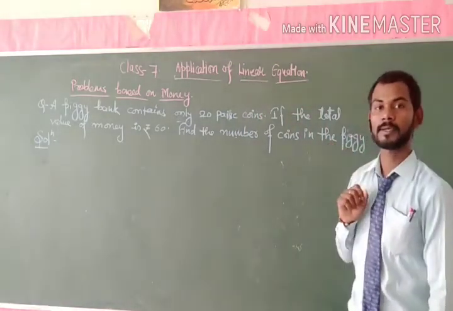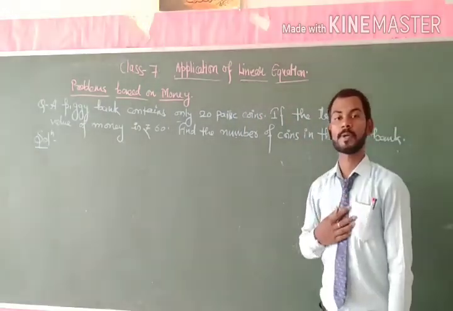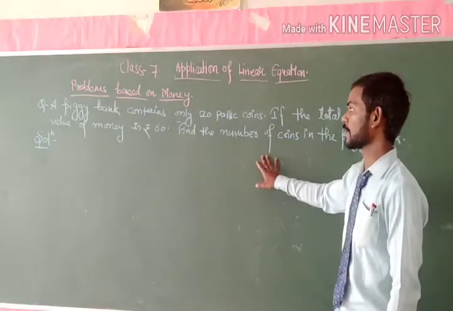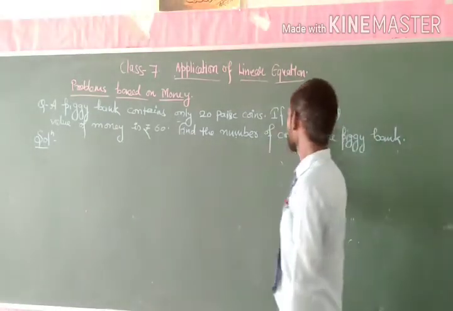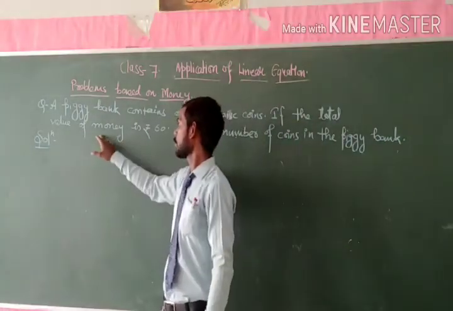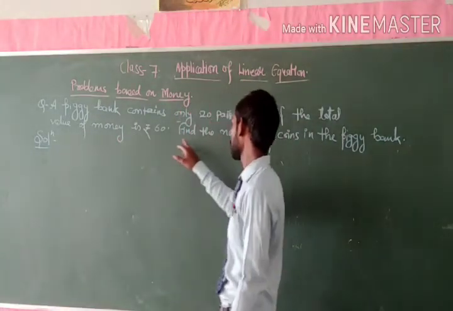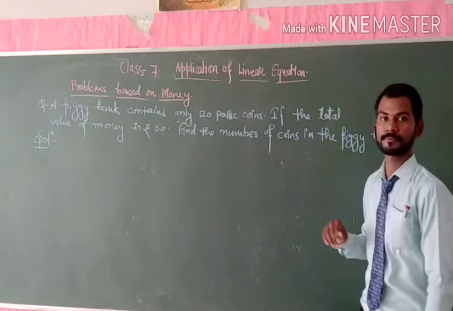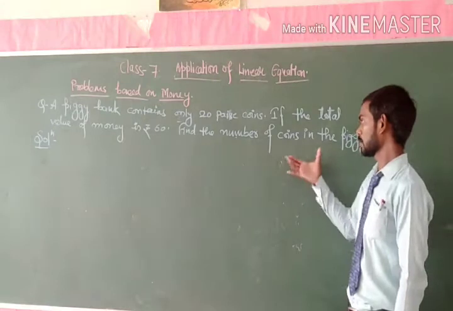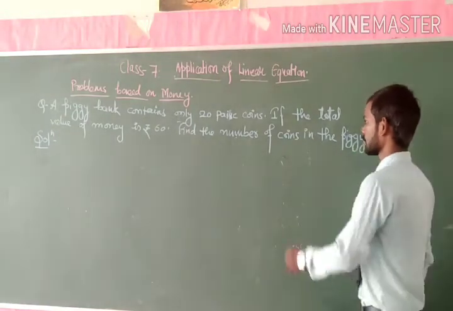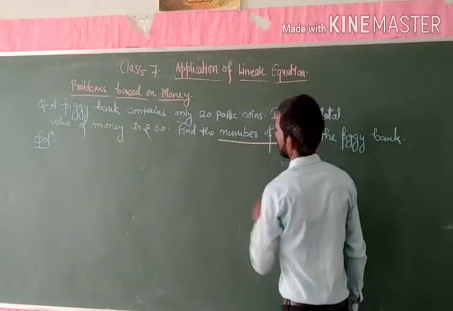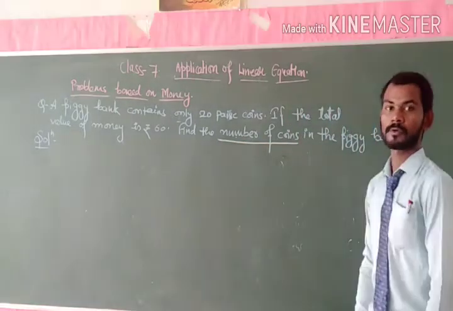A piggy bank contains only 20 paise coins. If the total value of money is 60 rupees, then find the number of coins in the piggy bank. Okay, so we have to find the number of coins.